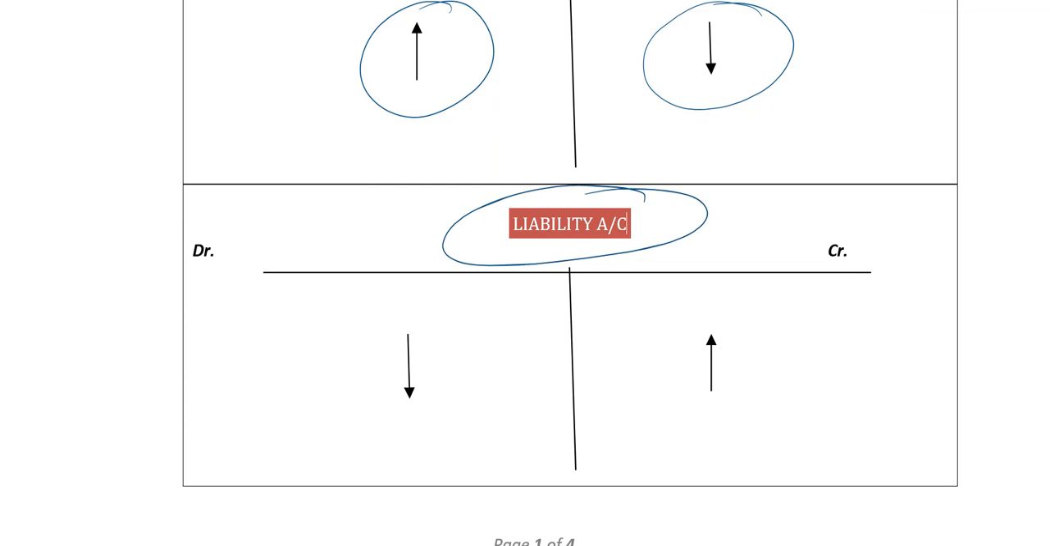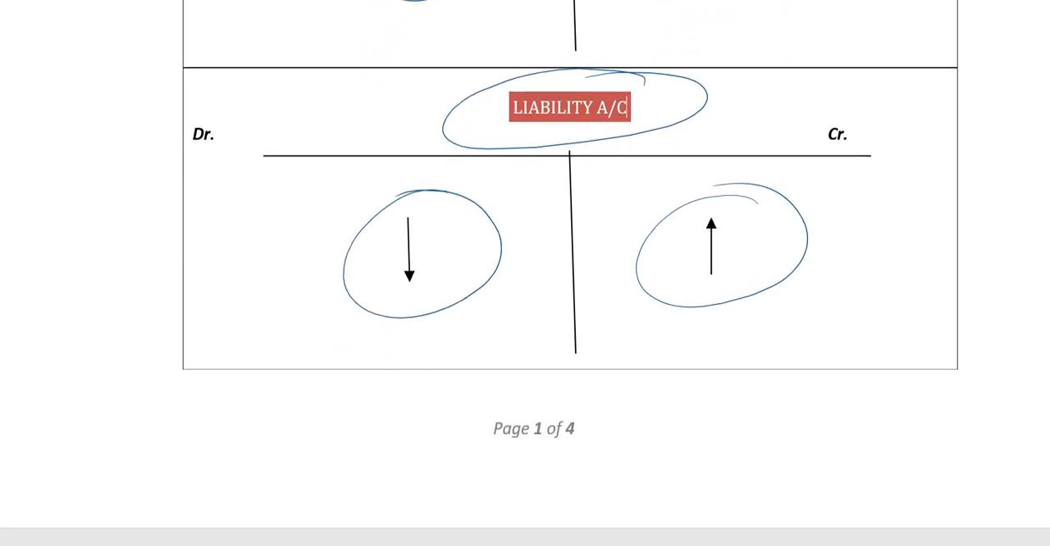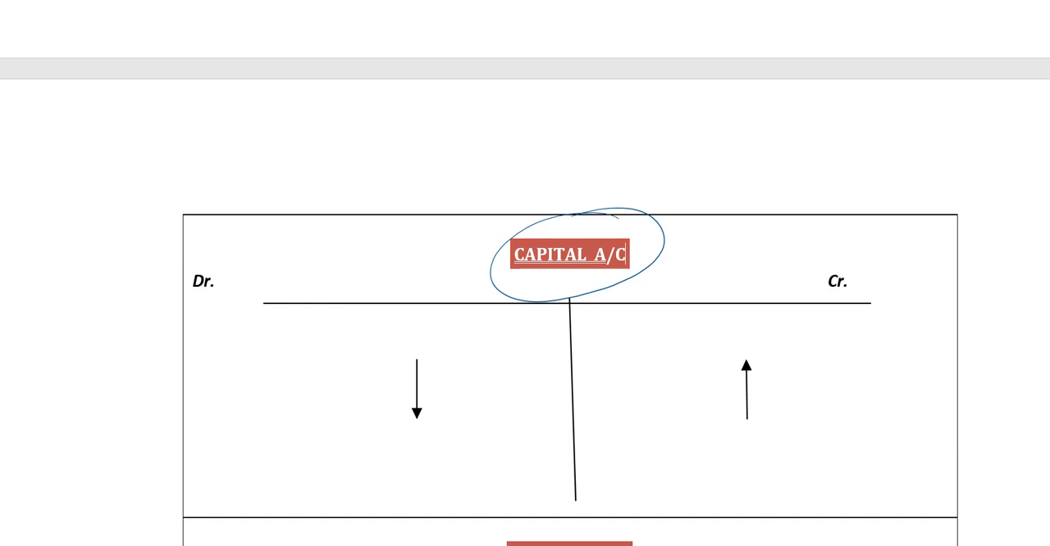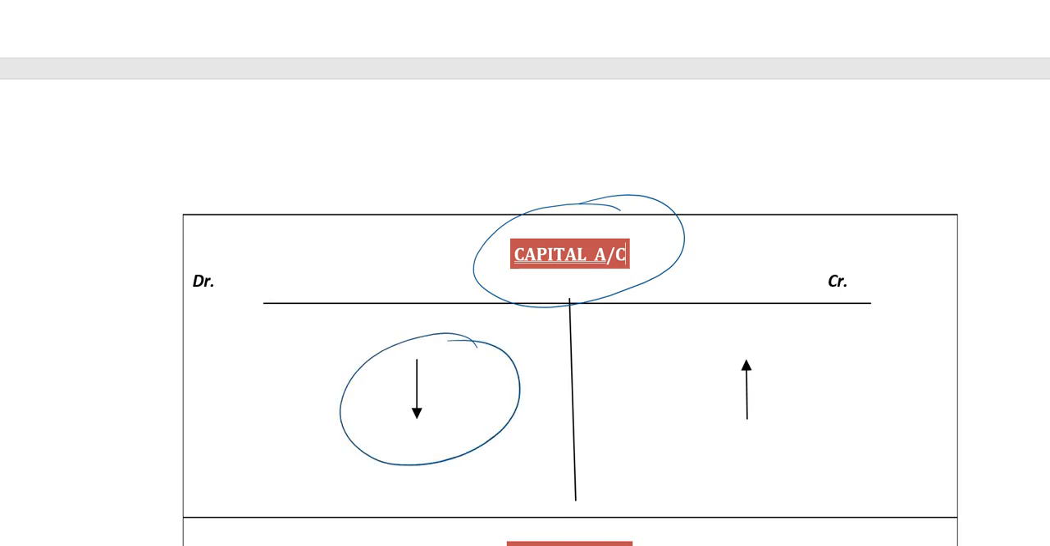Next account is the liability account. Decrease in liability needs to be debited and increase in liability needs to be credited. Let's have a look at the capital account. Decrease in capital account is debited and increase in capital account is credited.